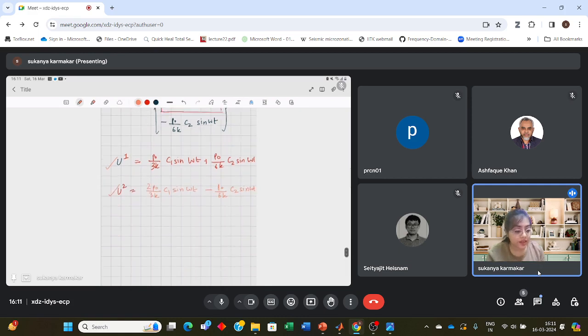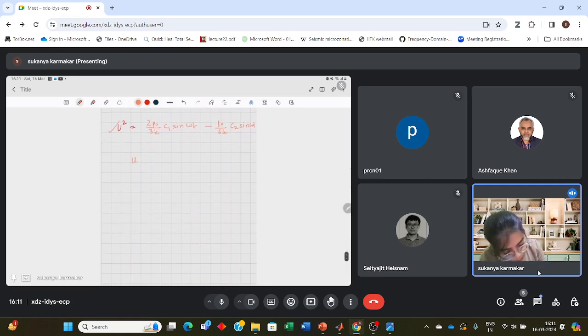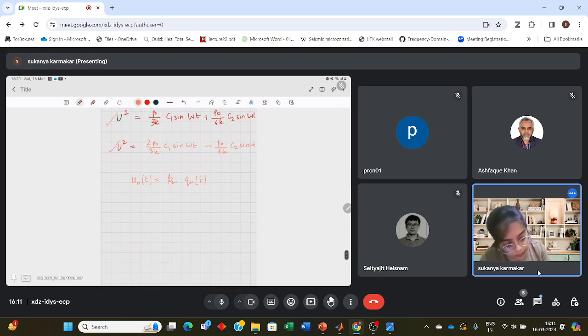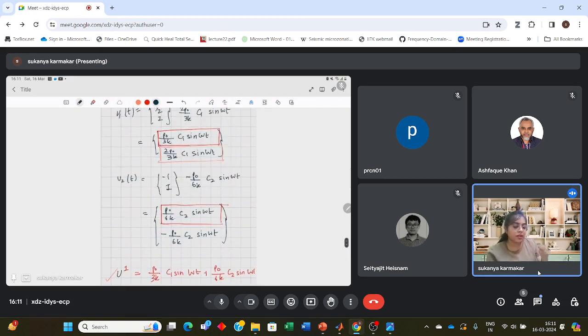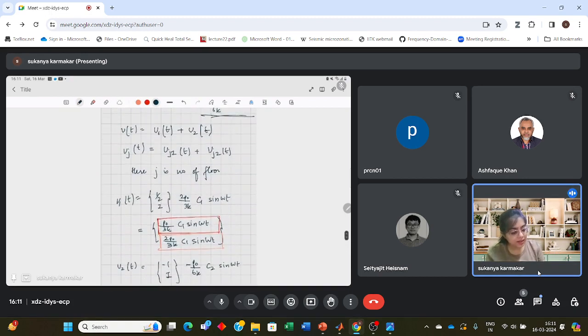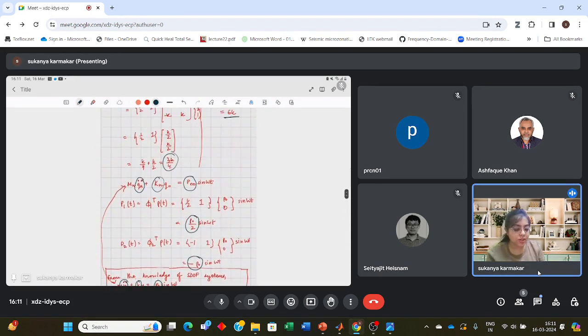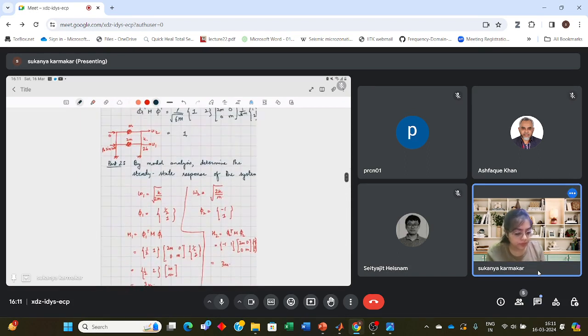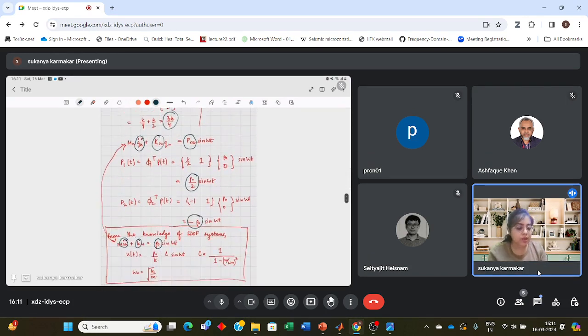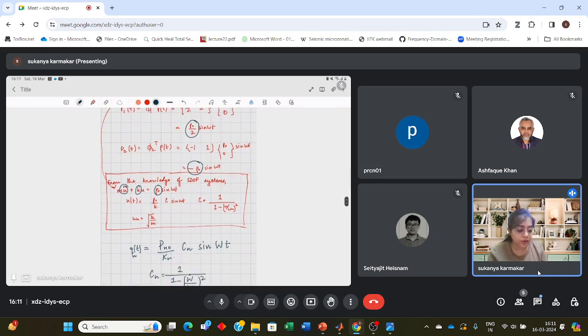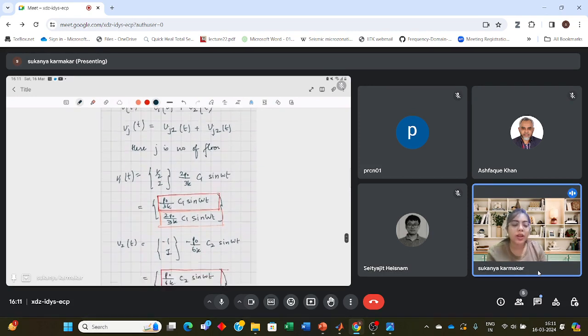So in short, what did we do? Un(t) is equal to phi n into Qn(t). Basically this part of the question is done. Again, we'll be picking up next. So till here, is this procedure clear? We decoupled the equation of motion, and then we solved it using modal orthogonality, and we came up with U1 and U2.